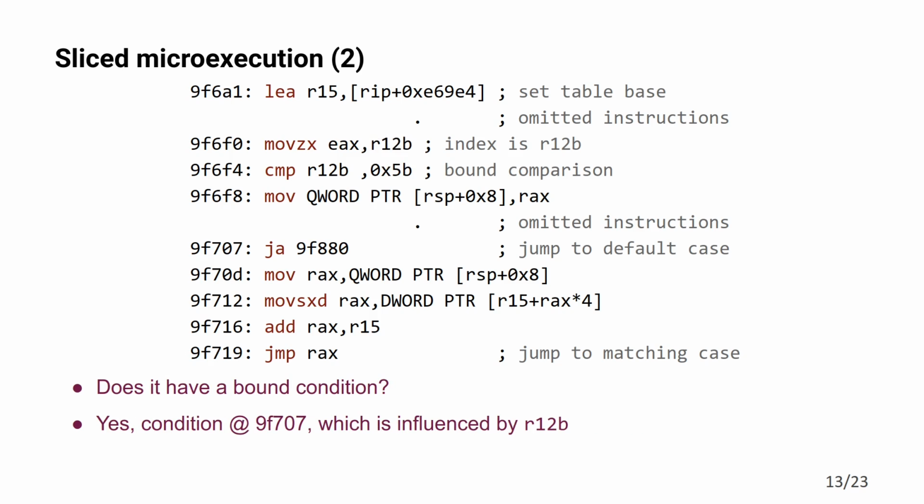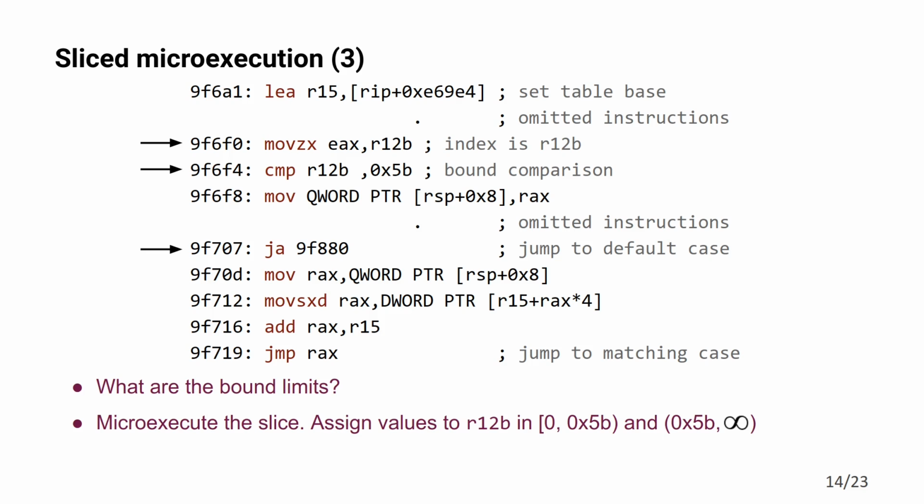We come to the second question. Does this jump table have a bound condition? We know that jump tables are typically bounded because they are compiled from switch statements in C and C++. An out-of-bound index must be redirected to the default case of the switch statement. Again, by using backward slicing, we find that the index value in the register R12B also influences the bound condition. So this answers our original question, and we now have a bound condition for this jump table.